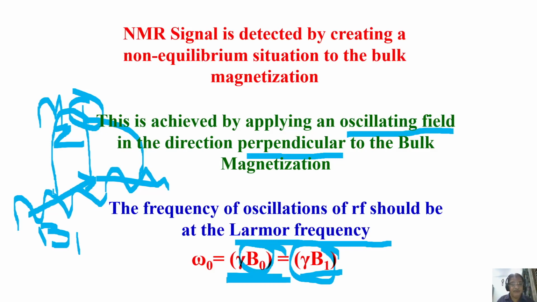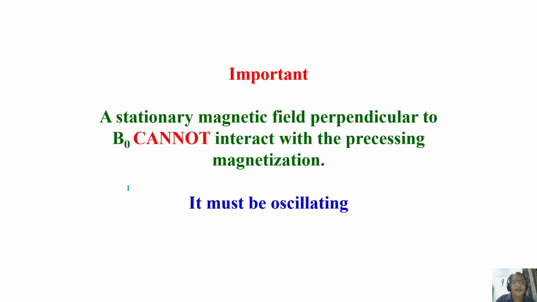But just remember, when you apply radio frequency oscillating at the Larmor frequency, you are perturbing the Z magnetization, which is in thermal equilibrium. And then you are tilting the magnetization to another axis. If you are applying on the X axis, you will tilt it to the Y axis or vice versa, and then we can start detecting the signal. This is how we detect this NMR signal in the bulk magnetization concept I am explaining.